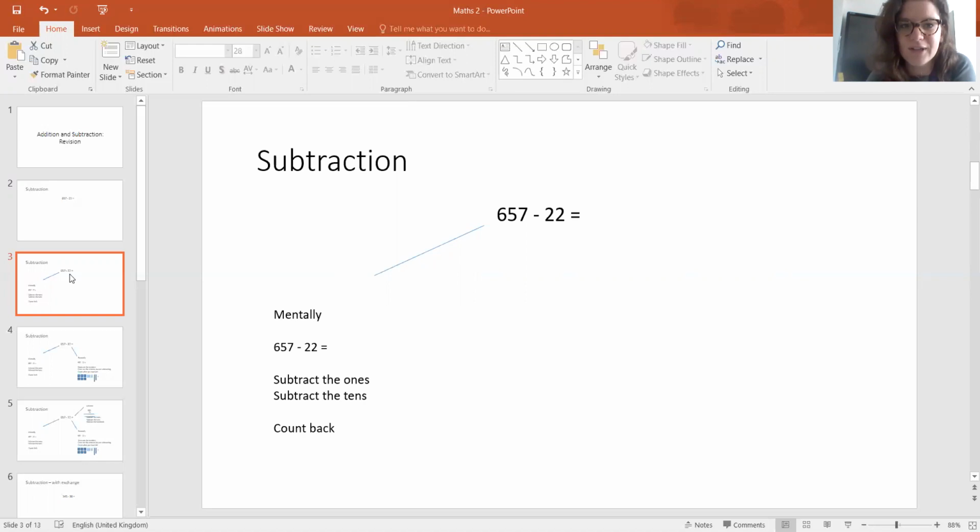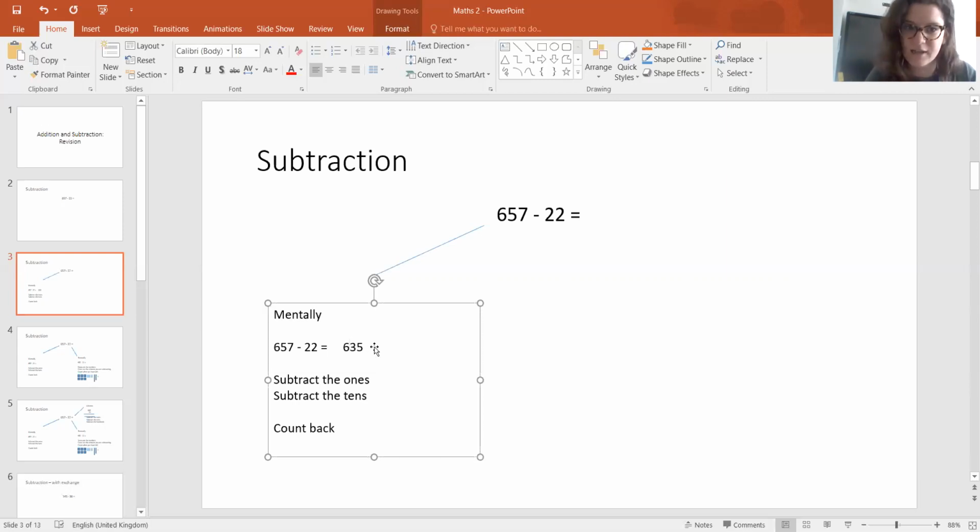So you could look at these numbers and look at the ones first and think, well, I know 7 take away 2 is 5. So the ones will become 5. And if I look at the tens, 5 take away 2 is 3. So the tens are going to become 3. And if I look at the hundreds, 6 take away 0 is going to stay 6. So the answer is 635.